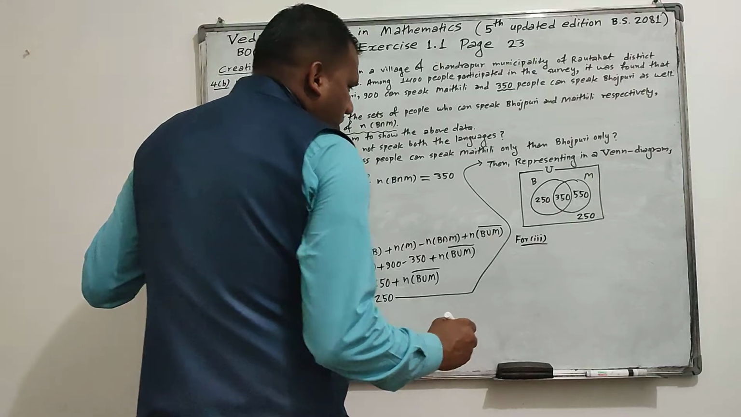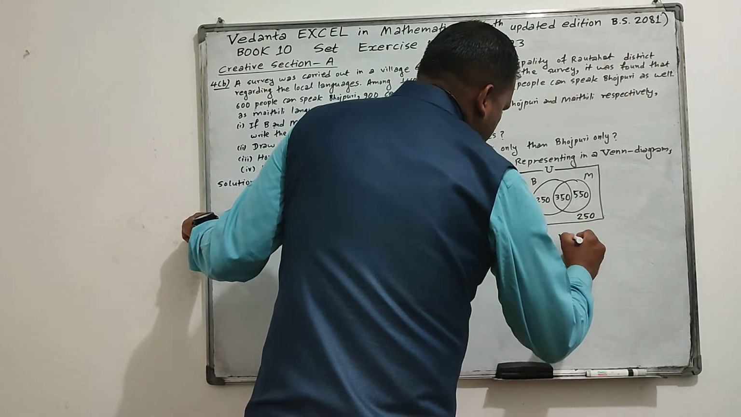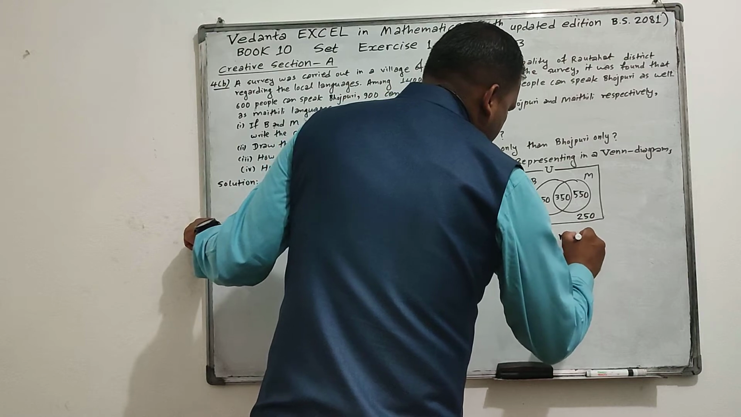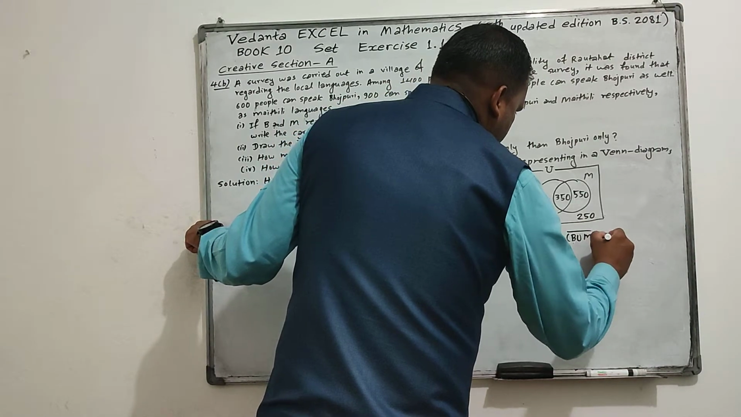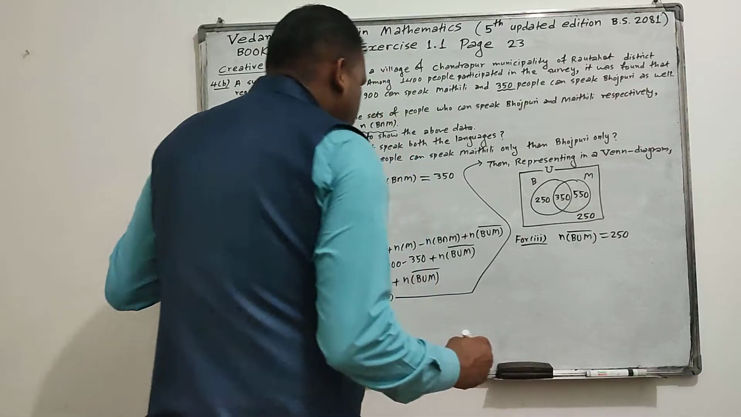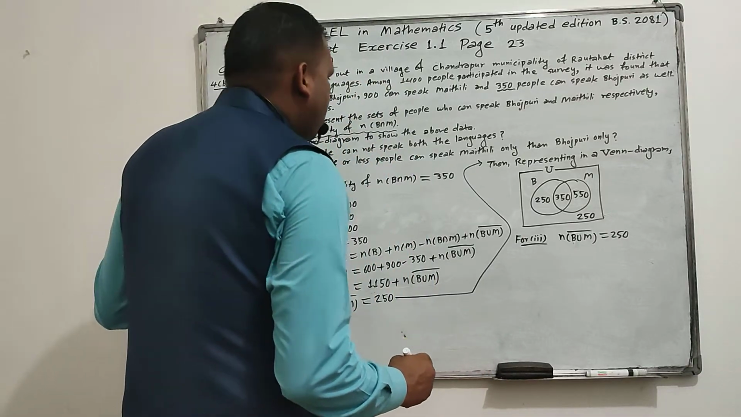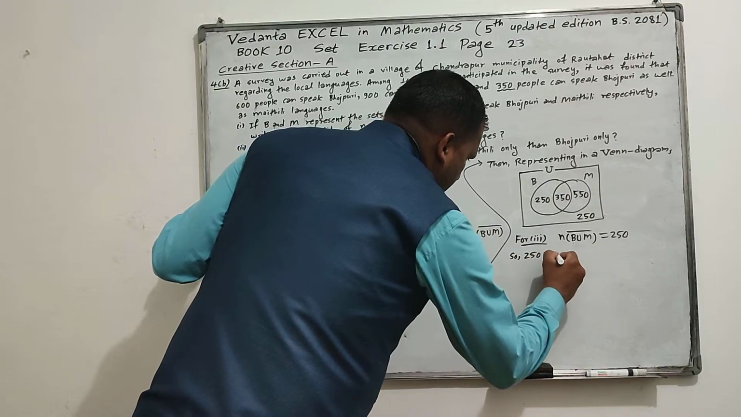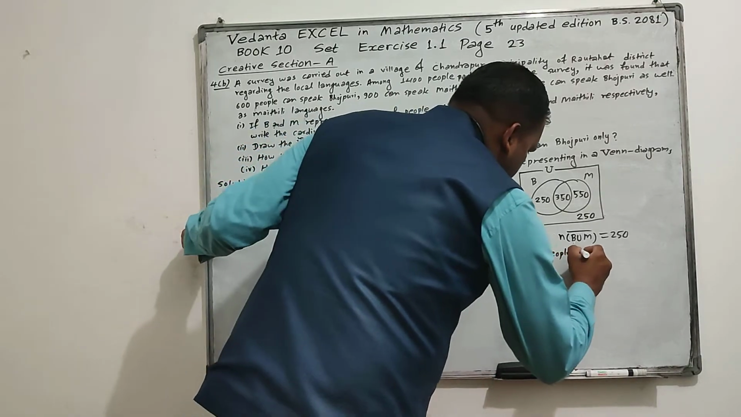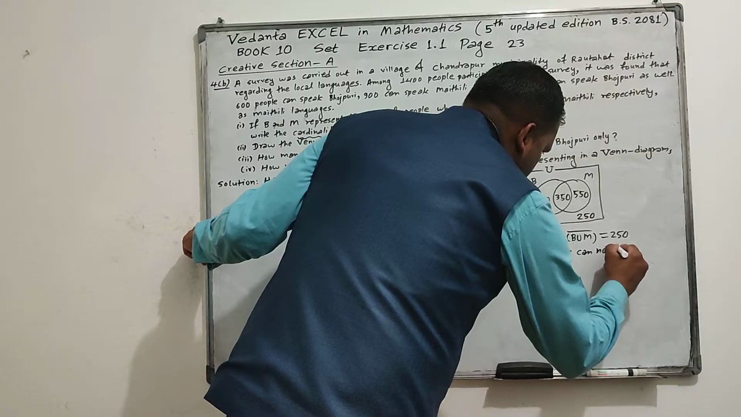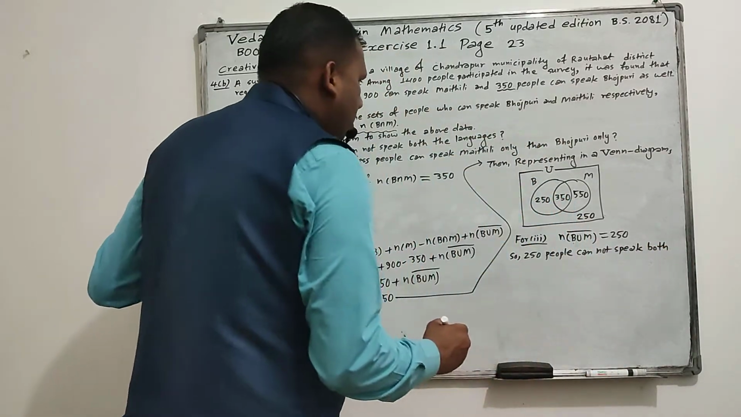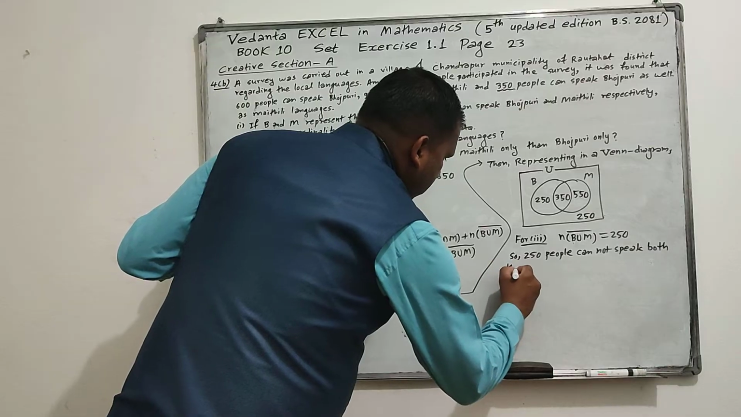For 3, from the Venn diagram, the number of (B union M) whole complement, that is 250. So 250 people cannot speak both the languages.